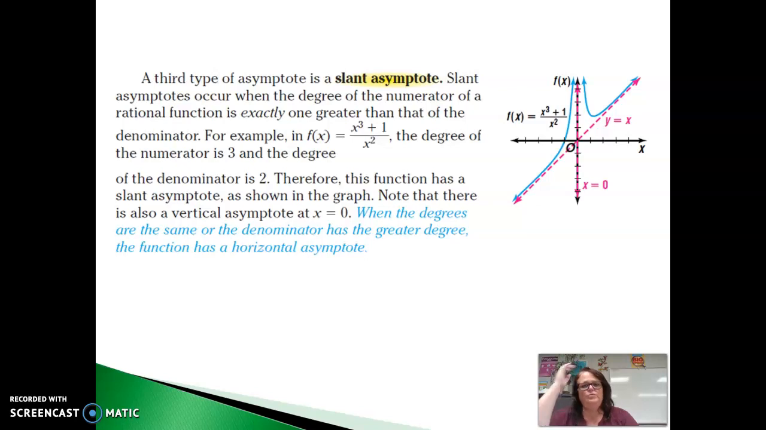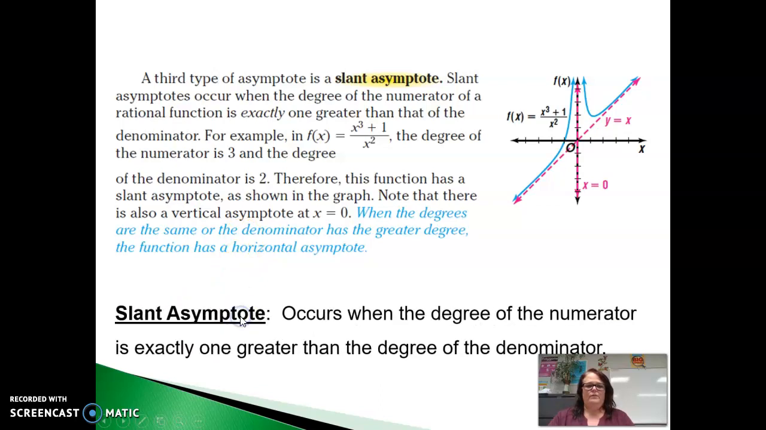And so that occurs when the degree of the numerator is exactly 1 higher than the degree of the denominator. Any more than that, and we don't have one. Any less than that, and it's a horizontal asymptote. So if you notice in this graph, the numerator has a degree of 3, and the denominator has a degree of 2. So since the top had a higher degree than the bottom, we have a slant asymptote because it was higher by 1.